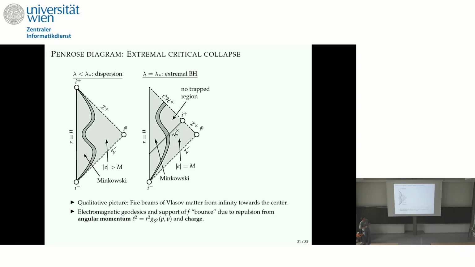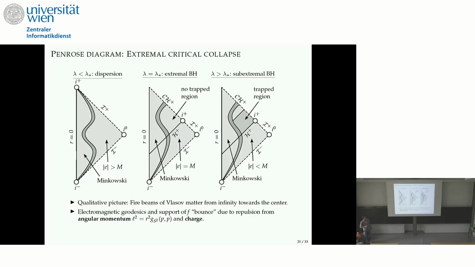Okay. As you approach the critical value, lambda equal to lambda star, at some point, exactly as you have it, an extremal black hole forms, and here we have an event horizon. And as you tune lambda a bit more than lambda star, you have a sub-extremal black hole, and then you have a non-empty subset of trapped surfaces.